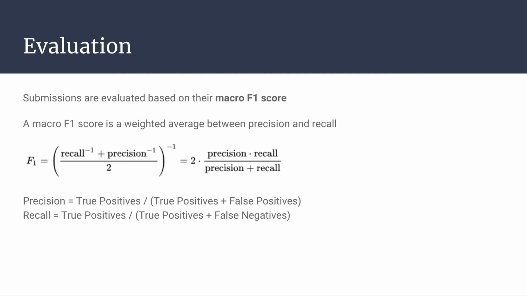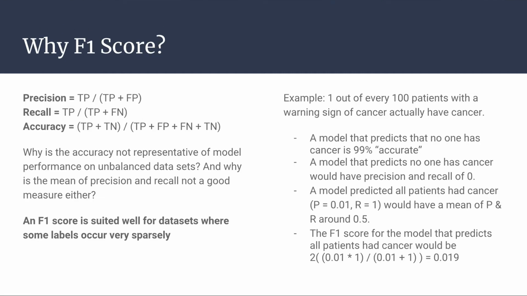So why are we using an F1 score as an evaluation metric in this competition? And why not just accuracy or just a mean of precision and recall? To help illustrate that, I have an example, and we can walk through it, and it'll help paint a picture of what the F1 score does. The example is 100 patients come in with warning signs of cancer, and out of 100 patients, one of them will actually have cancer.